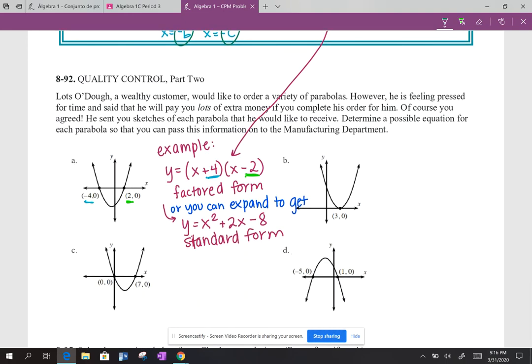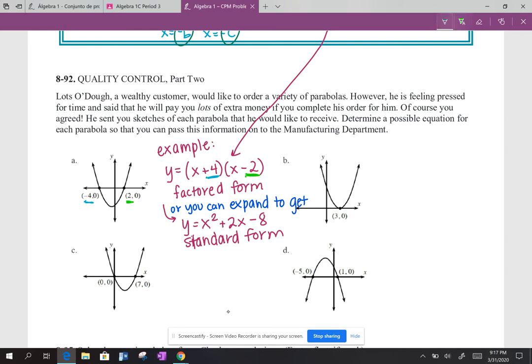Okay, 8-92, quality control, lots of dough. A wealthy customer would like to order a variety of parabolas. However, he is feeling pressed for time and said that he will pay you lots of extra money if you complete his order for him. Of course, you agreed. You're so nice. He sent you sketches of each parabola that he would like to receive. Determine a possible equation for each parabola so that you can pass this information on to the manufacturing department.